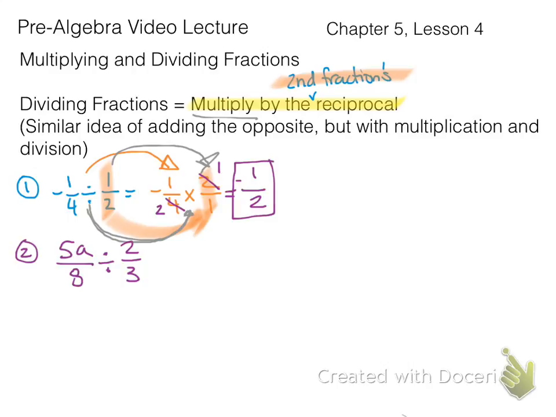All right, second to last problem. We have 5a over 8 divided by 2/3. Take the reciprocal of the second number and change the division sign into multiplying. So the reciprocal of 2/3 is 3 over 2.